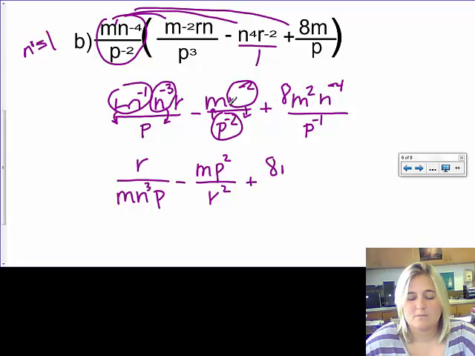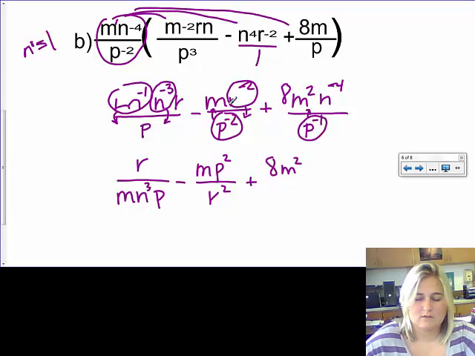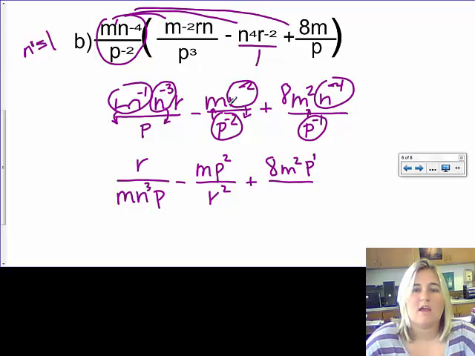M squared isn't moving, but these negatives have to move, so p to the negative 1st is coming up, which is going to make it p to the 1st, which I don't need to show as 1, but I will because I accidentally made a dot, over n to the negative 4th, which I have to move down, and that becomes n to the positive 4. Final answer.